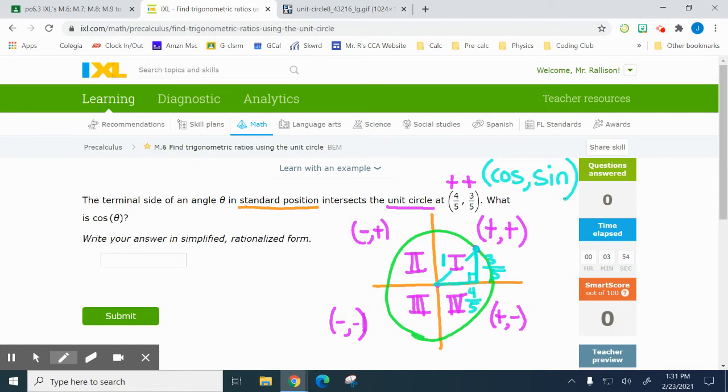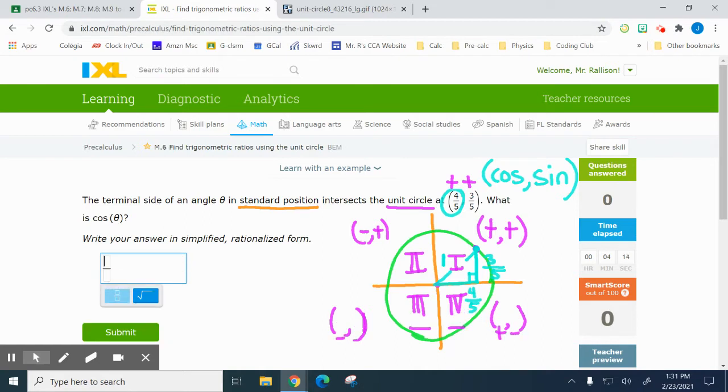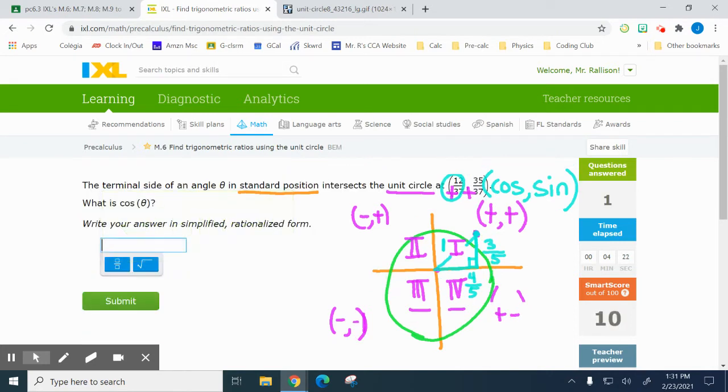So it's asking about the terminal side of an angle theta in standard position intersects the unit circle at that point. What is the cosine? So the cosine, after all I told you, the cosine is just that right there. And put that in there, we'll do that. And then we'll go 4 and 5 and click submit. And there we go. Brilliant.